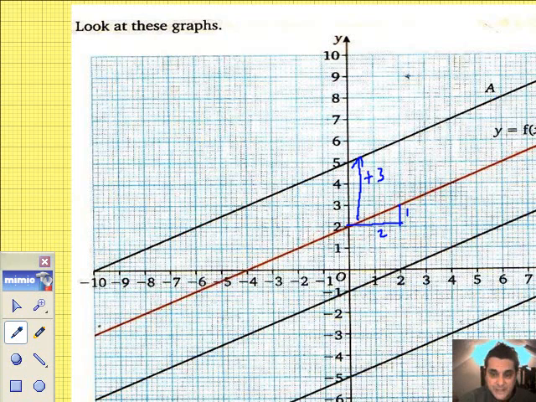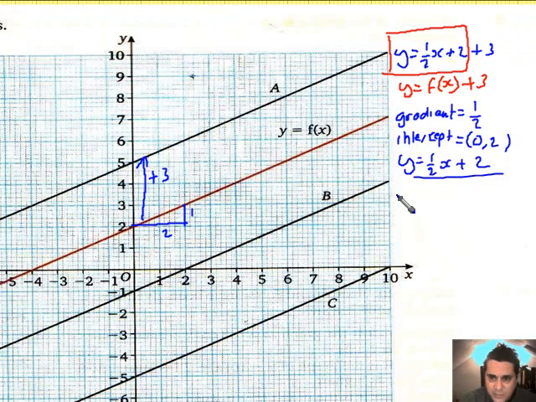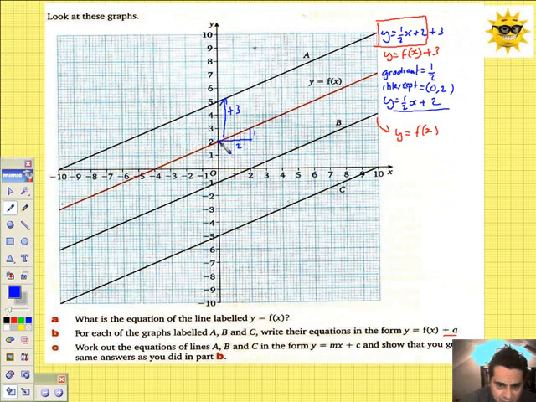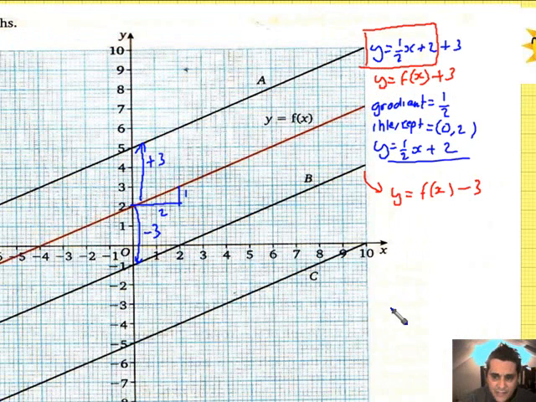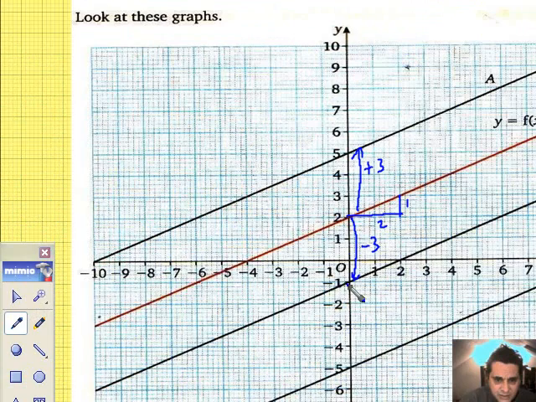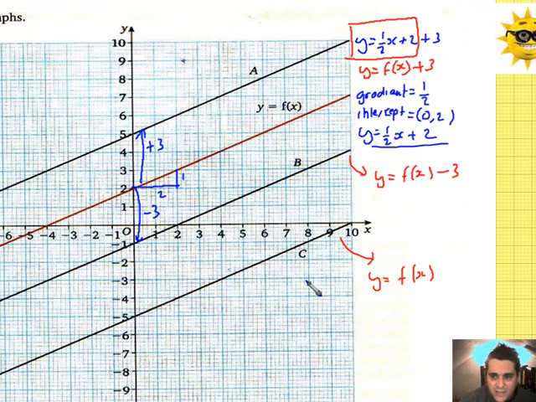That's in part C. This one here is going to be y equals the original function of x, and I've gone from 2 down to minus 1, so I've dropped it 3 units, so it's going to be y equals f of x minus 3. Easy, isn't it? And this one here, y equals f of x, and I've gone from 2 down to minus 5. I've gone 7 down. So f of x minus 7.